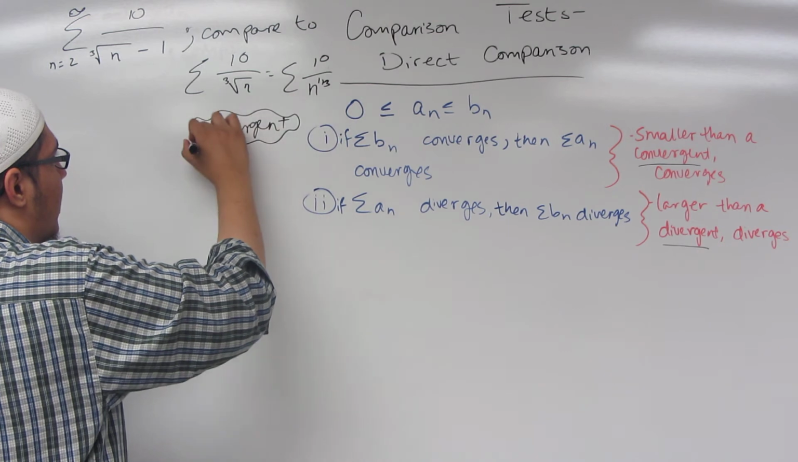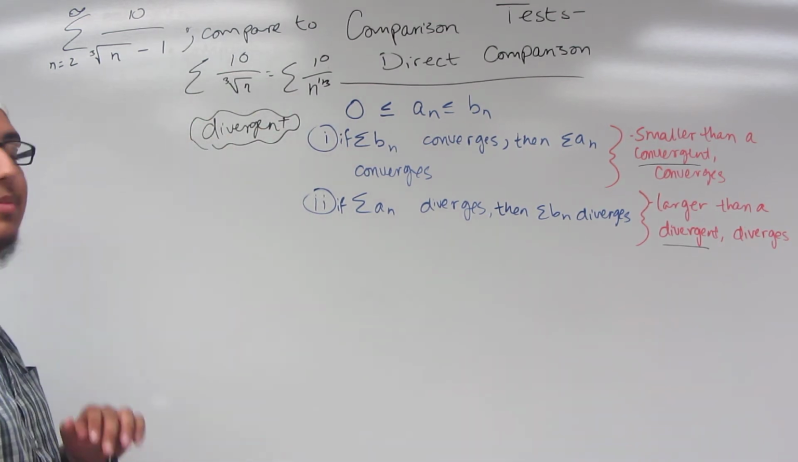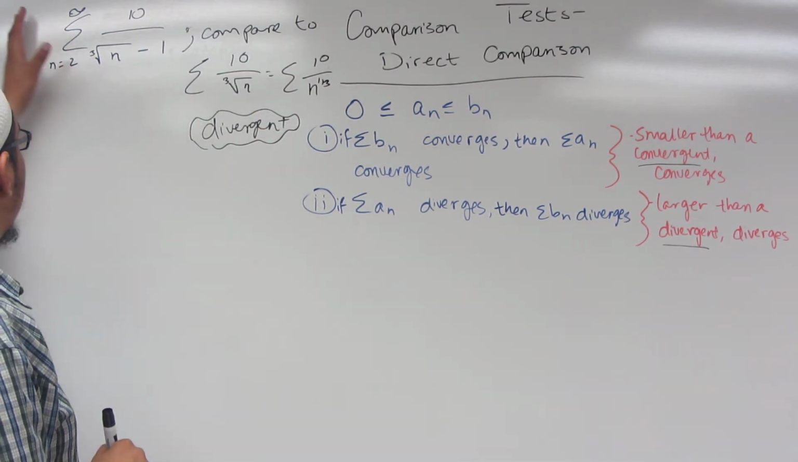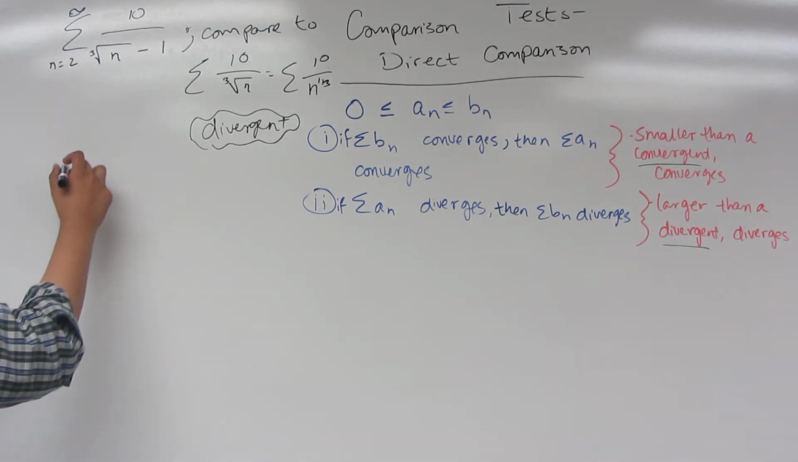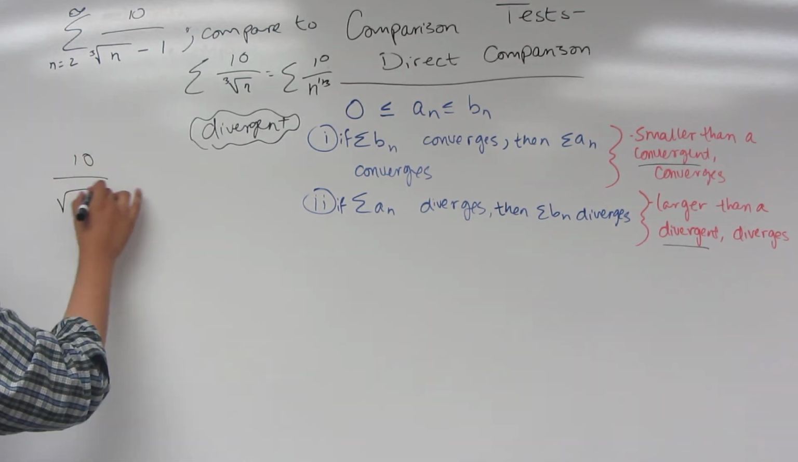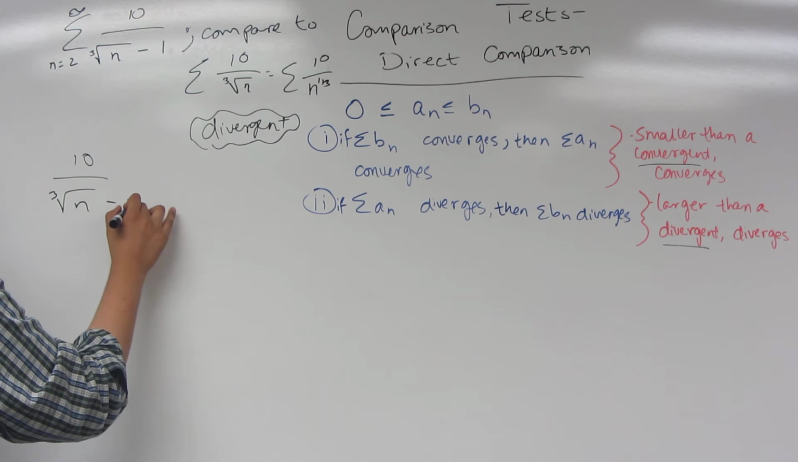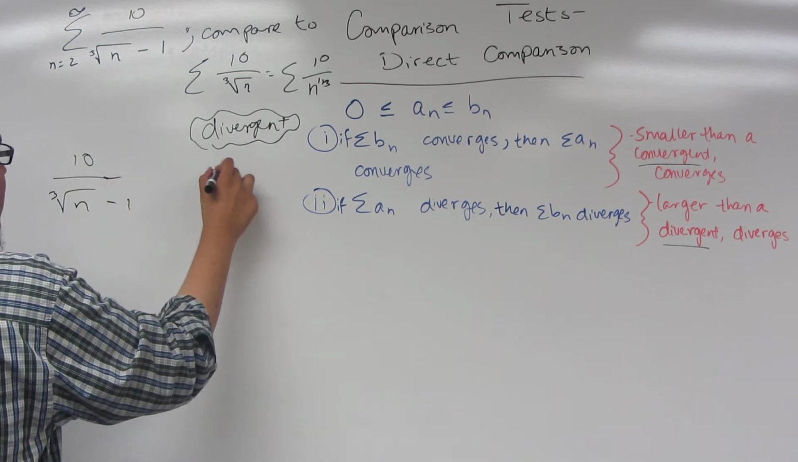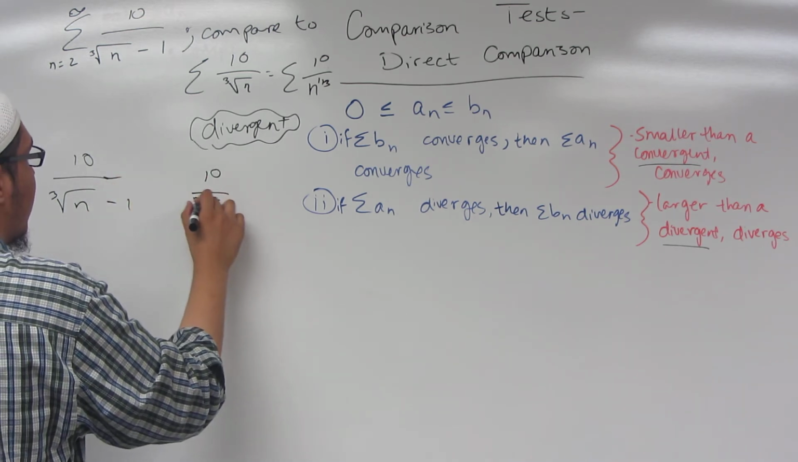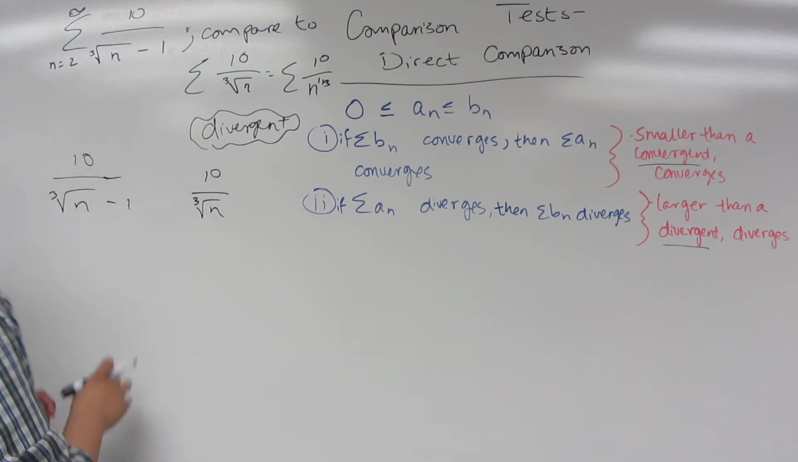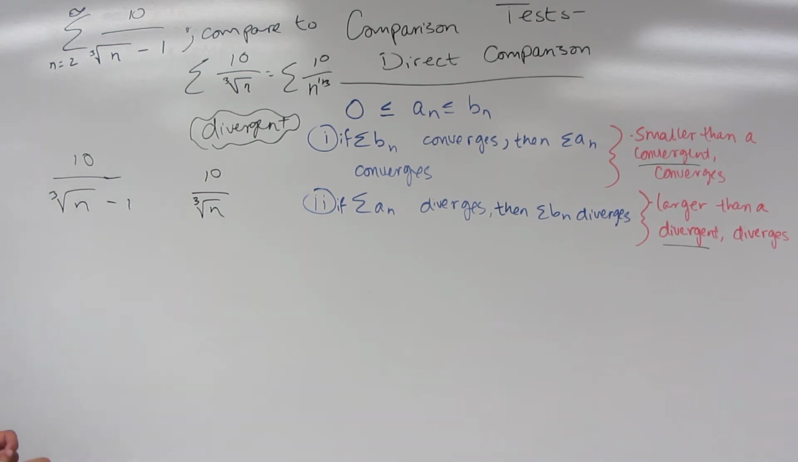Okay, this is a divergent series, and I just proved that by the p-series test. Now, let's compare these two. If we have 10 over the cube root of n minus 1 compared with 10 over the cube root of n, again, this one has a smaller numerator, therefore it is a larger fraction.